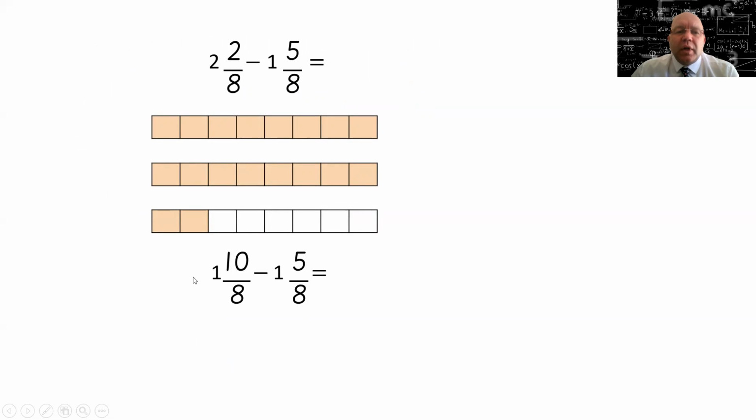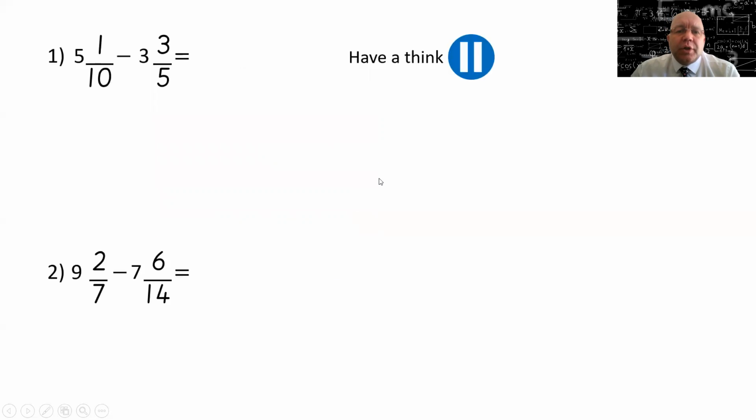Now, another way of looking at that, and I know this is an ugly, ugly fraction, but taking one of the whole ones and turning it into 8 8ths. So we've now got 8 8ths and 2 8ths. So we've got 10 8ths, 1 and 10 8ths, take away 1 5/8, which leaves us with 5 8ths. So it's another way of looking at it. If you don't want to turn into improper fractions, that's another way of looking at it. So have a think about how you would approach these two.